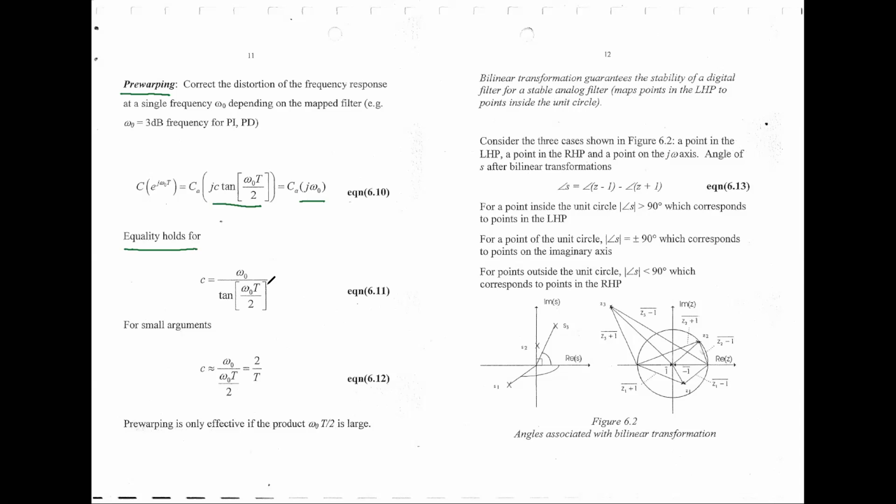So if our C is this, then equality holds in this case, which means that the analog response at frequency omega naught is the same as the digital response at frequency omega naught. So this is how we pre-warp the frequency, by choosing C such that it is equal to this.